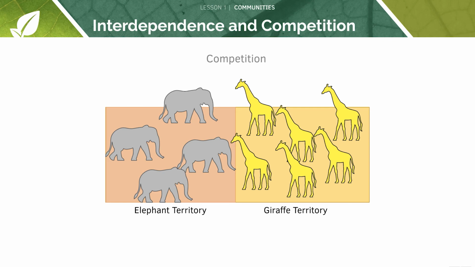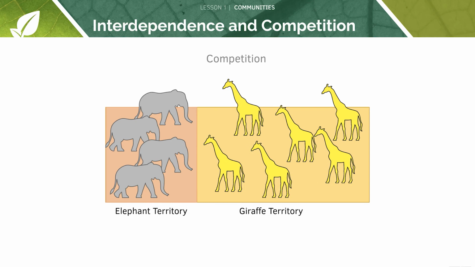So we might have animals competing for territory. So we have the elephants and the giraffes competing for land, and the giraffes may be more successful than the elephants. So we have this element of competition within the same trophic level, because these two species of animal would be on the same trophic level.